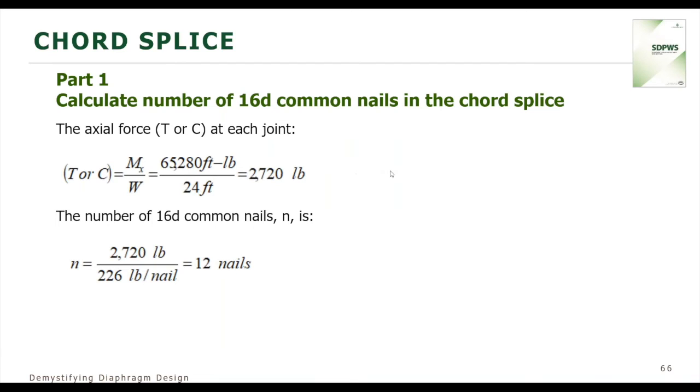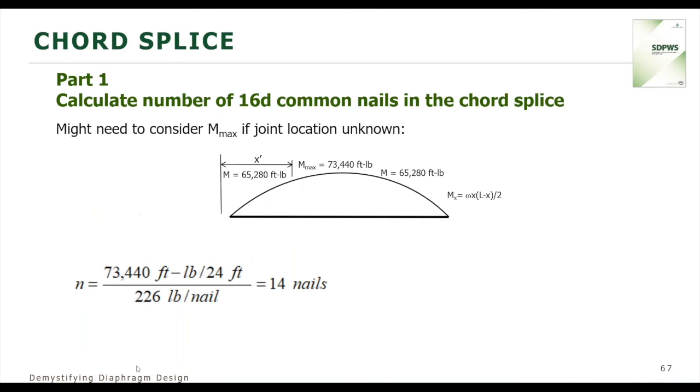Well, we take our moment, which was 65,280, and we divide by the depth of the diaphragm to get that axial force, which happens to be 2,720. And to determine the number of nails, we divide that by the capacity of our nails, and we come up with 12 nails. Now, that's assuming, again, that the splice is at that 16-foot location.